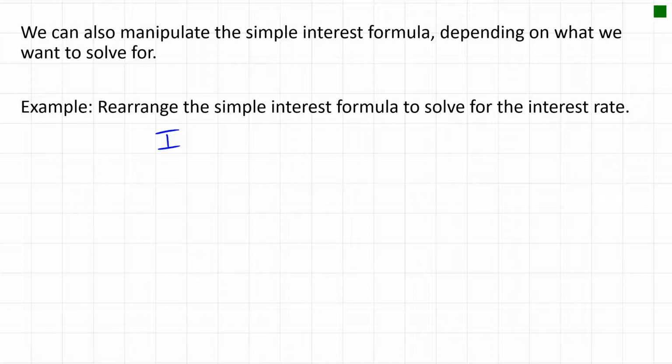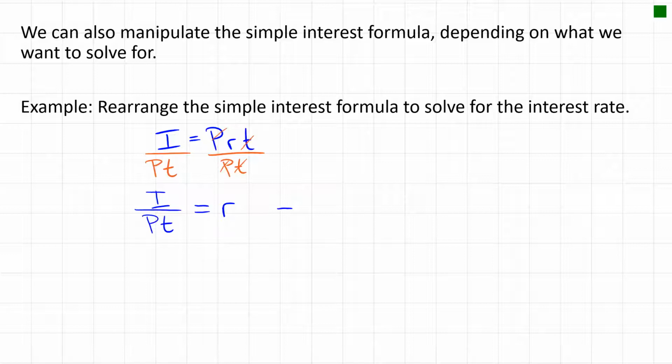So if we begin with I equals P R T, and we want to rearrange this for the interest rate, which is R, we would divide each side of the equation by P and T, principal and the time. And on the right-hand side of the equation, that cancels the P's, that cancels the T's, leaving us with just R. And on the left-hand side, we just have I over PT.